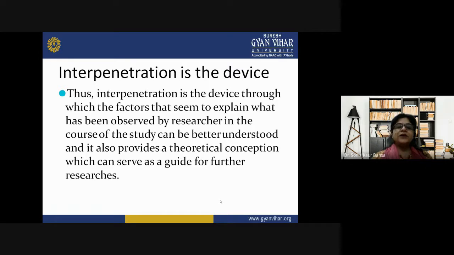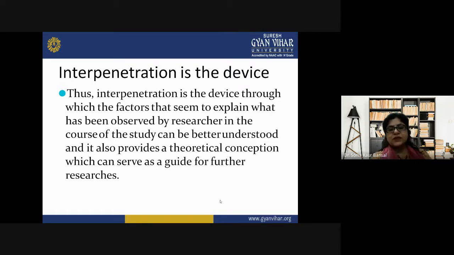So we can say that interpretation is the device, students. It is the device, how it is done. So when I'm talking about interpretation, why I'm calling it a device, just understand it first. What is a device? A device is something, students, that you take help from to explain something, to give meaning to your research. So interpretation is the device through which the factors that seem to explain what has been observed by the researcher in the course of the study can be better understood, and it also provides a theoretical conception which can serve as a guide for further researches.